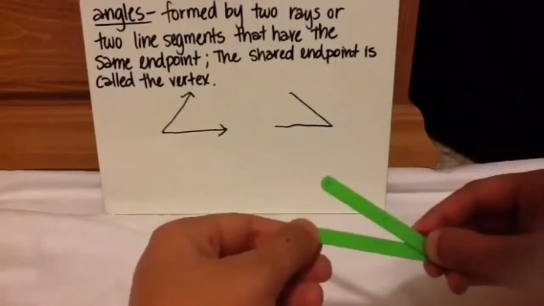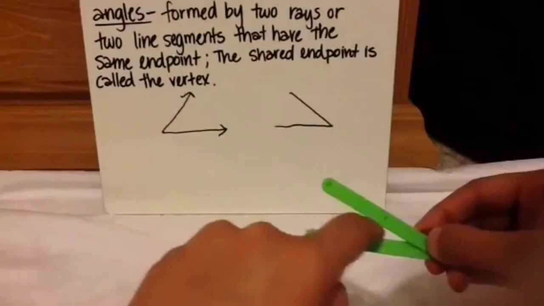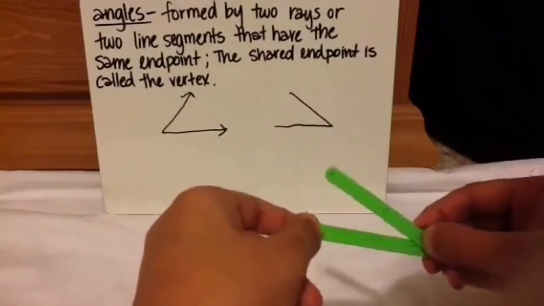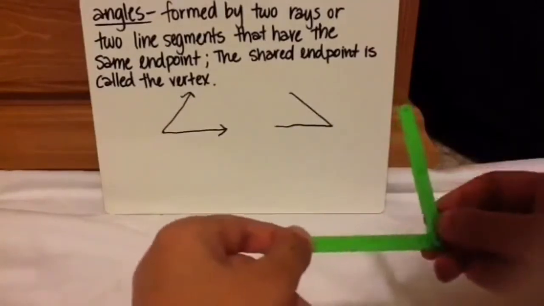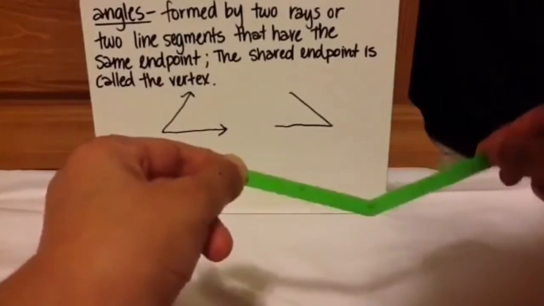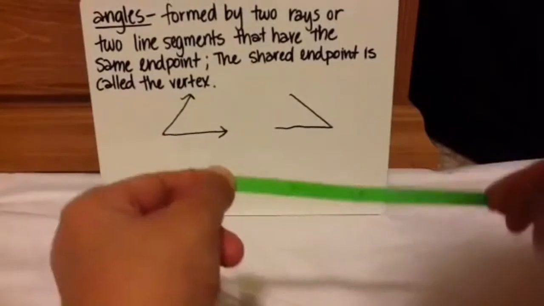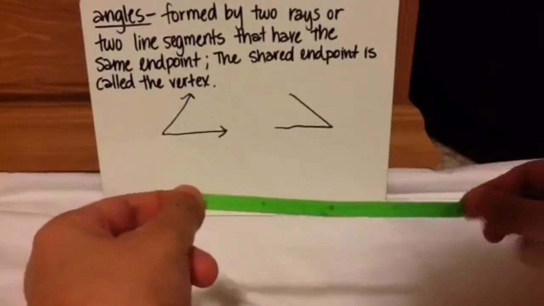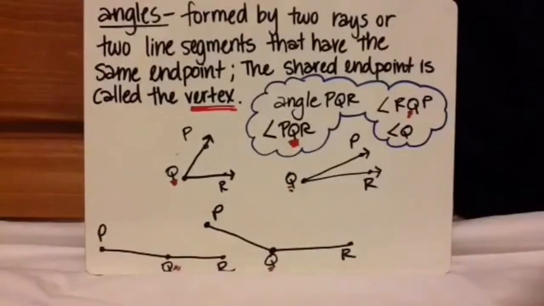I can have a very tiny angle, where the space inside is very small, or it can be like this, or it can be very, very huge, like this. It can also be like this. This is still considered an angle. Okay, so let's look at some angles and how you would write it.